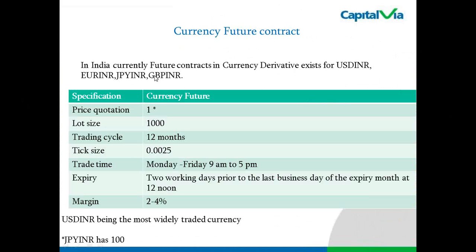Now the tick size is 0.0025. Remember, it is not 2.5 paisa. It is a quarter of 1 paisa. 0.0025 is the tick size. Trading is Monday to Friday, 9 a.m. to 5 p.m. The expiry is on the third last day of the month. Margins are from 2 to 4% depending on the volatility of that particular contract. We'll be seeing later on how the margins are calculated and how the risk-return parity takes place. Currently, USD INR is the most widely traded currency in this country.